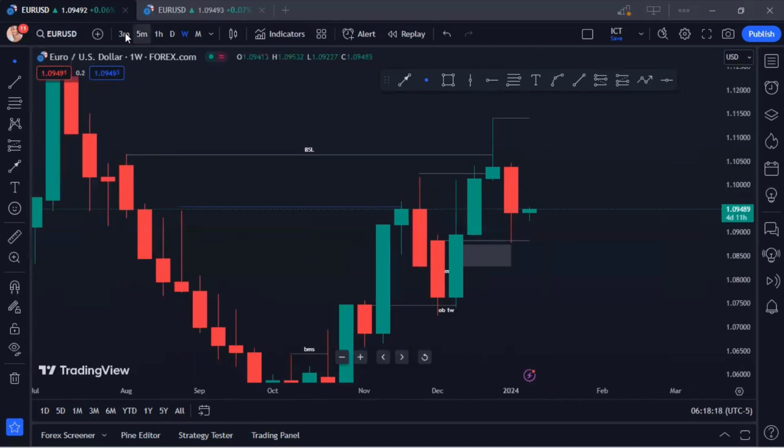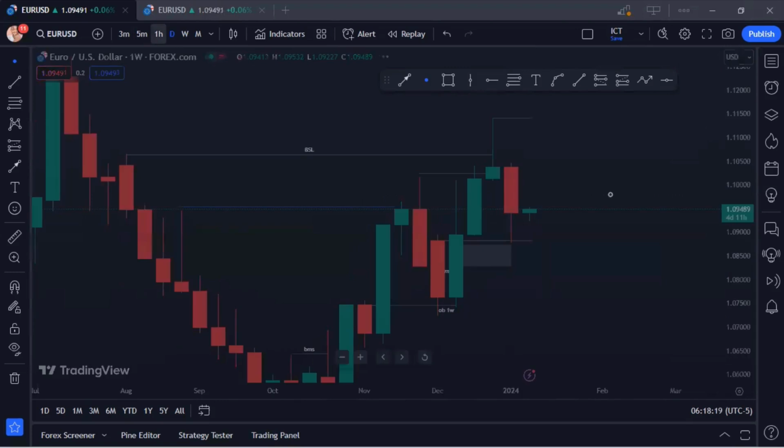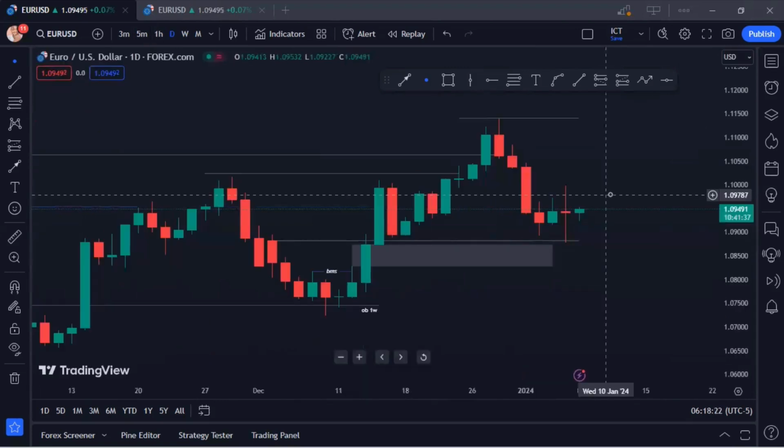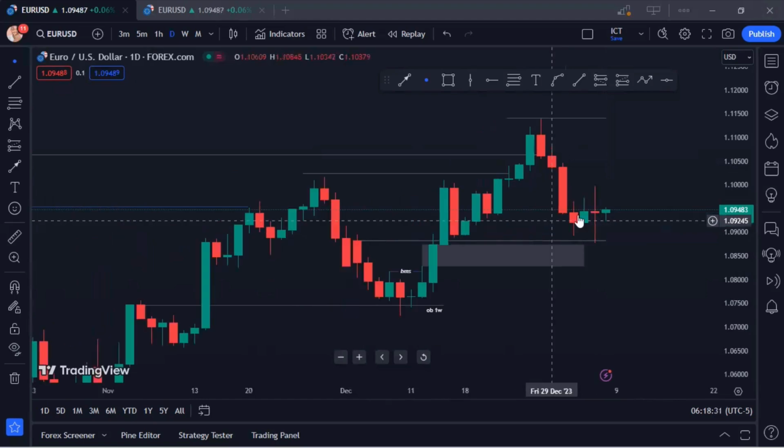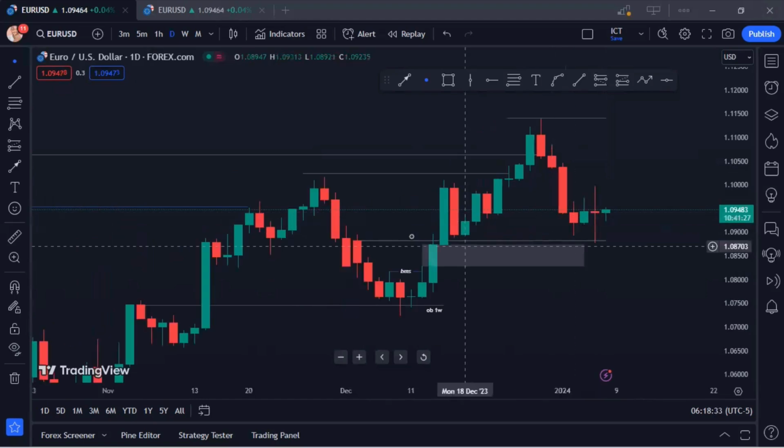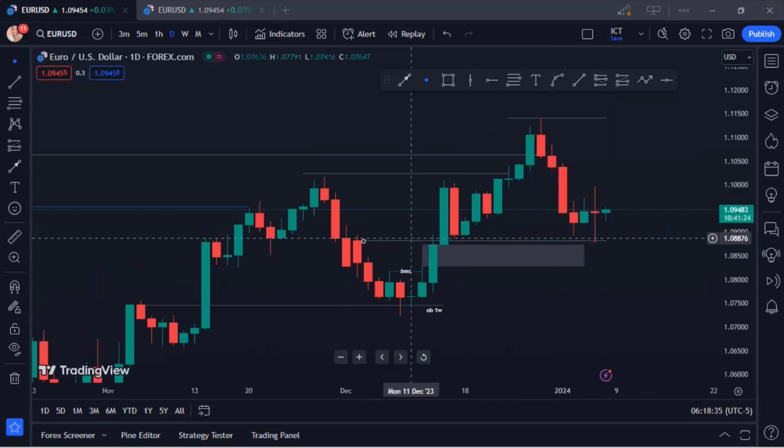Now let me take you to the daily time frame so that you see what price is doing. I use the weekly time frame to determine the order flow, then for my daily bias, I use the daily time frame. Looking at this chart, last Friday was NFP news. Price has pushed back into this order block. This is the weekly order block right here, so you can see how it's marked.